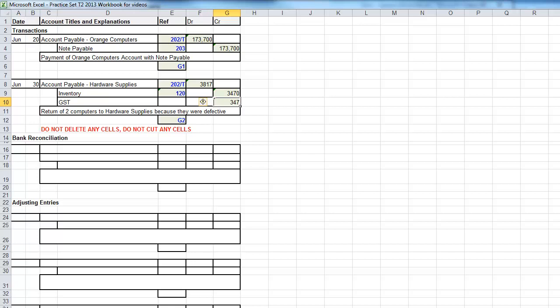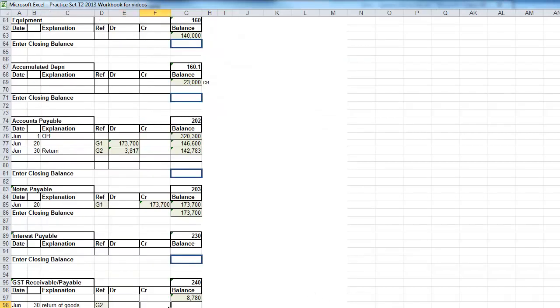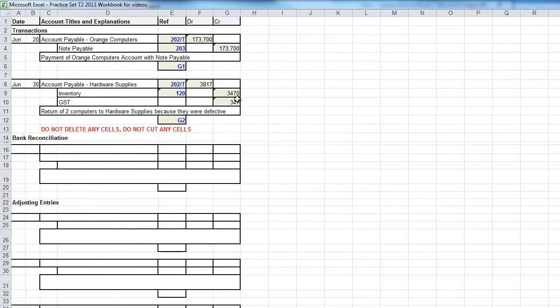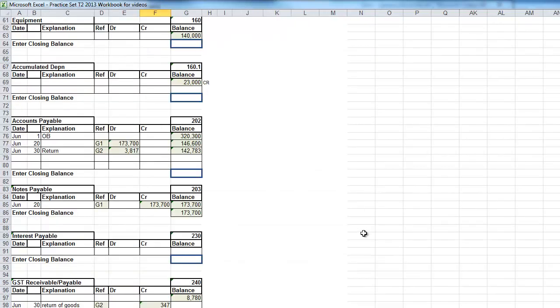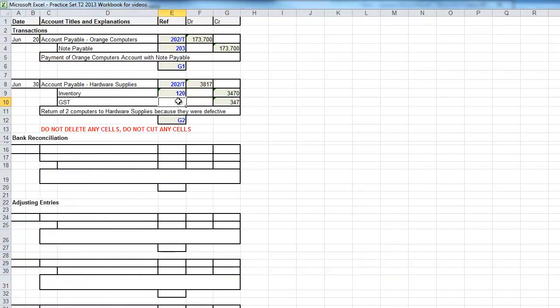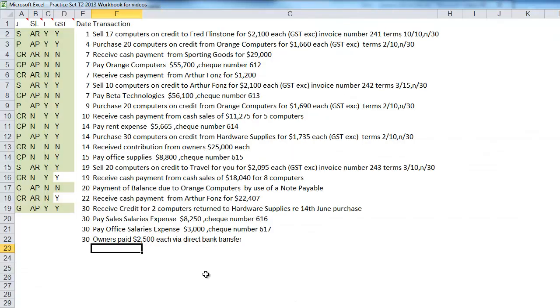So if we go to the general ledger, we'll have GST receivable or payable will be $347 credit. So now we owe more money to the GST, to the ATO for GST, and that's account 240. So that transaction is now done. Let's go to the next transaction.